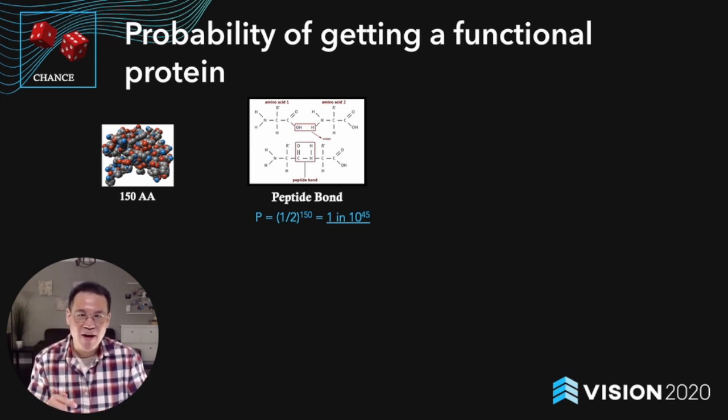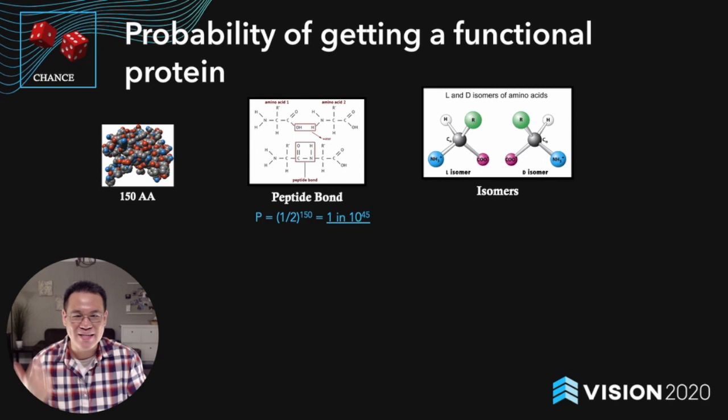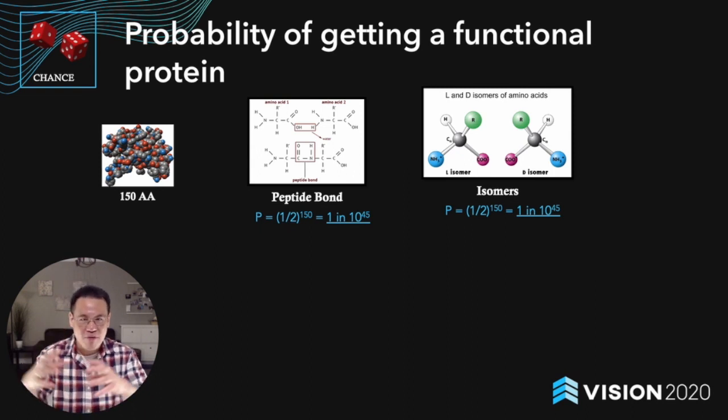Secondly, for every amino acid, there are two forms, an L form and a D form. These are called optical isomers. Functional proteins tolerate only the L form, and yet amino acids form both randomly at equal frequency, 1 over 2. So to get the L form is 1 over 2 chance, multiply the 150th power also gives you 10 to the 45th power. And then finally, what's the probability that a protein of this length would actually be functional?